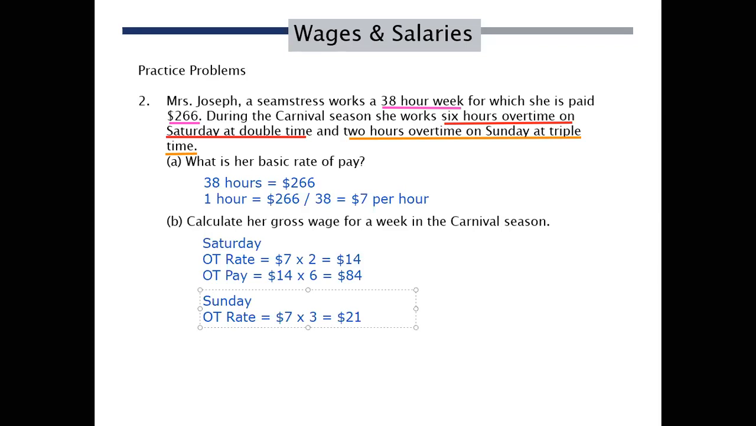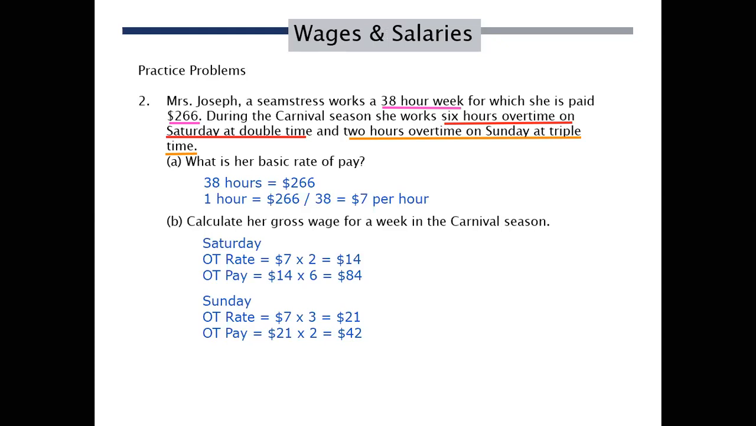Her overtime pay is going to be equal to, I think they told us that she worked 2 hours, so it's going to be $21 times 2, which tells me that she made a total of $42 for Sunday. So now we have to think to ourselves, did we answer the question? Did we find out how much her gross wage was?